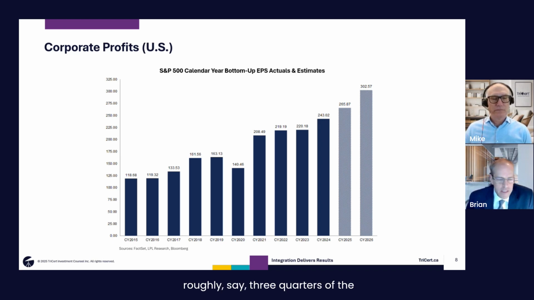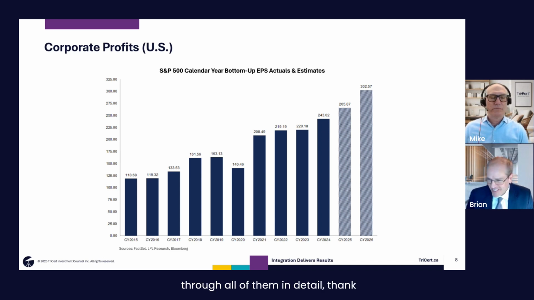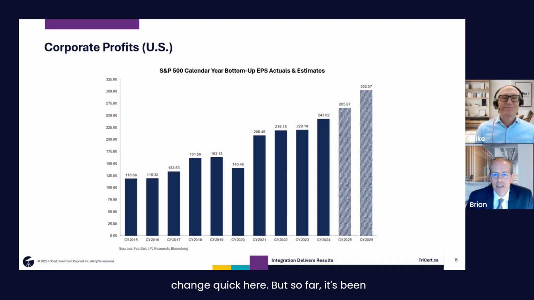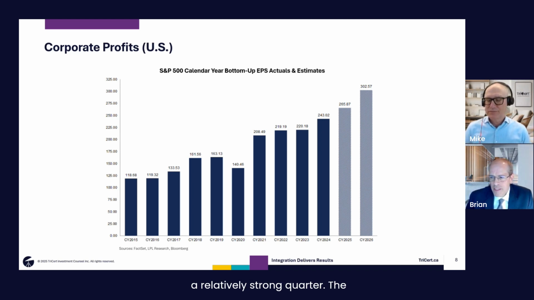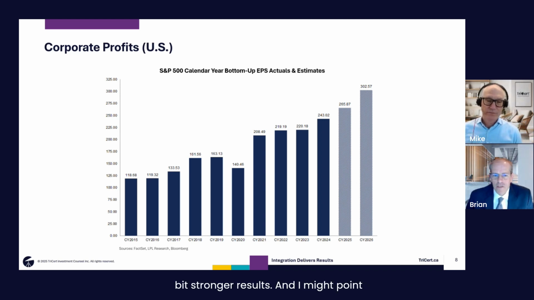So with roughly 3/4 of the companies having reported, well, I won't go through all of them in detail, thank goodness for the listeners. But I can say that the earnings season so far, and it's not done yet, there's still 1/4 of the companies left to go, so it could change quick here. But so far, it's been a relatively strong quarter. The number of companies that have been beating their estimates is just slightly higher than the average, but they've beaten their estimates by a larger percentage than the average, so a little bit stronger results.